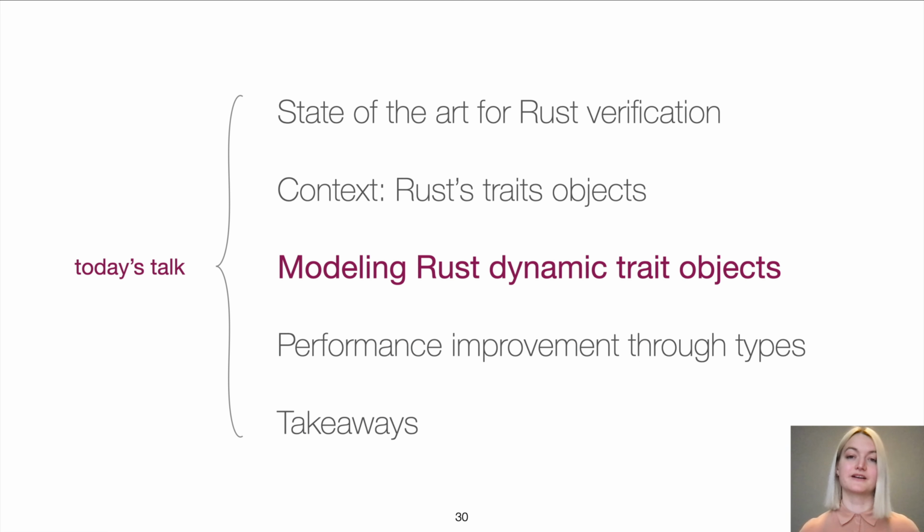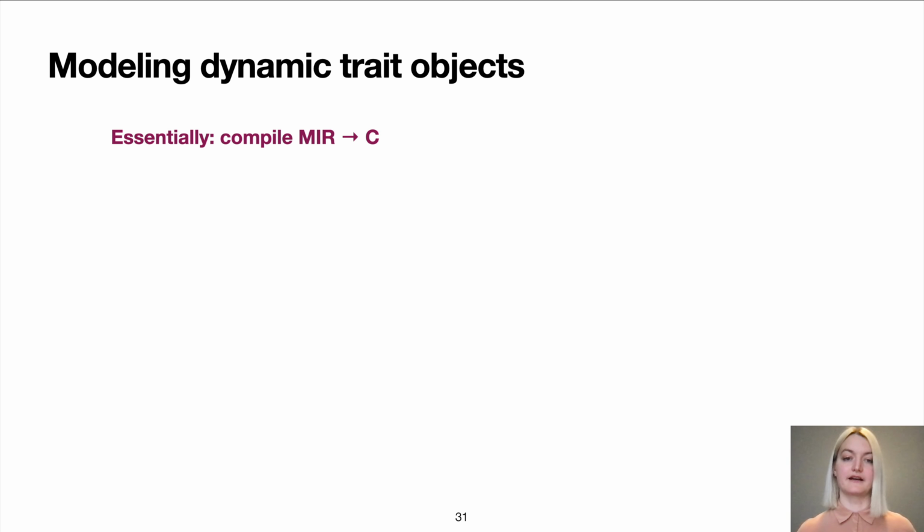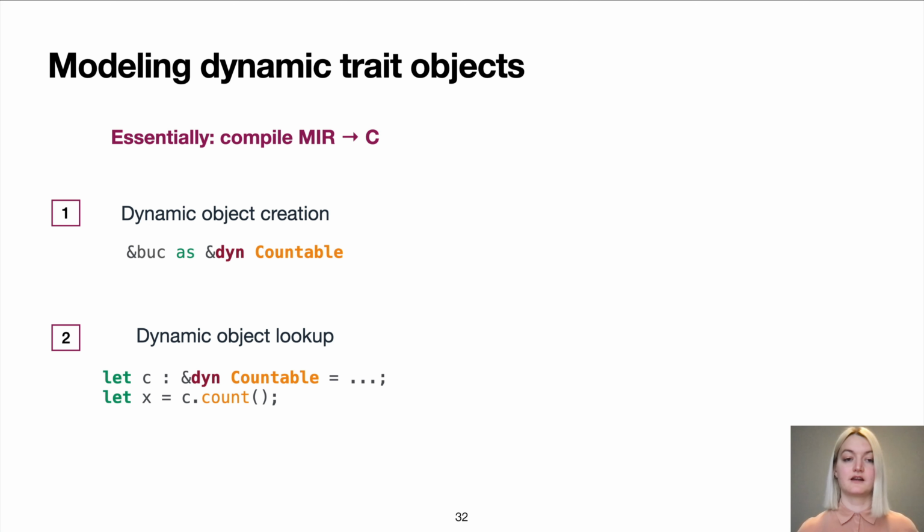So that was a whirlwind tour of trait objects in Rust. Now I want to talk specifically about how we model these in a verification tool. So for Kani, our idea is that we want to essentially compile from MIR to a C-like representation. And there are two points where we need to most concretely reason about dynamic trait objects. The first is at object creation. So this is when we are actually taking some concrete object, casting it as a dynamic trait object, and essentially erasing its type. The second is at dynamic object lookup, where we have some variable or object of a dynamic trait object type, and we want to call a trait-defined method like count on it.